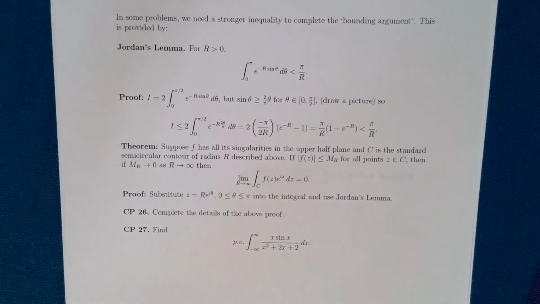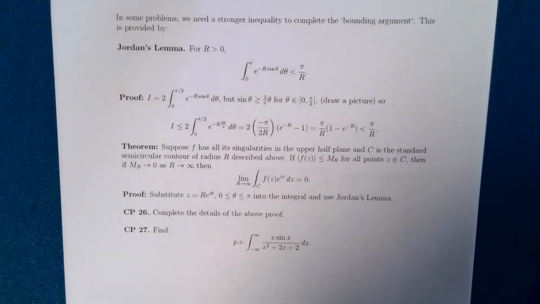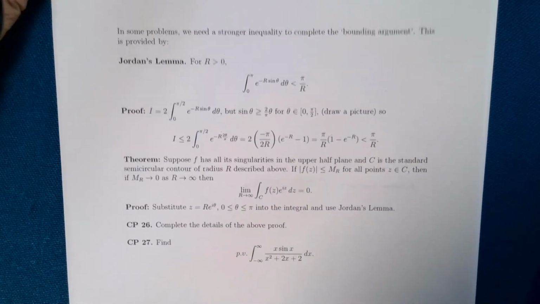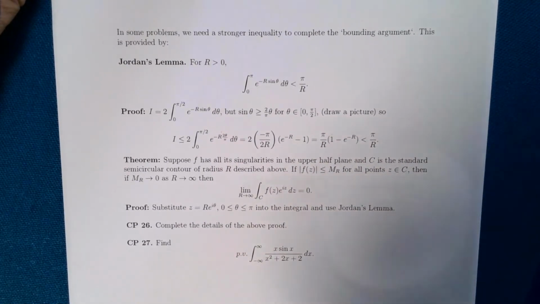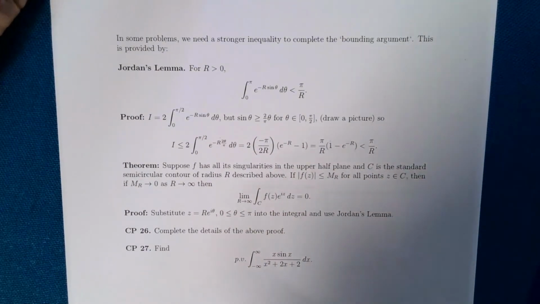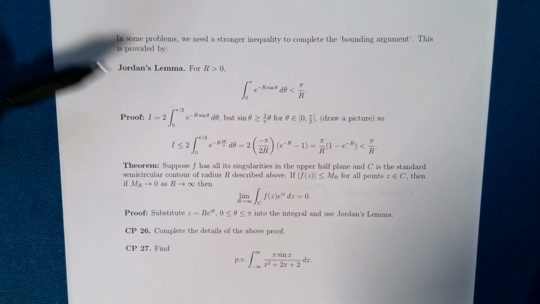Well, hello, welcome again to our journey into complex analysis, and we were looking at improper real integrals, and I mentioned that in some cases we need a slightly stronger inequality to complete the bounding argument, especially with integrals involving Cauchy principal value. And to do that, we use this little trick called Jordan's lemma. Now the lemma itself is just this little bit here.